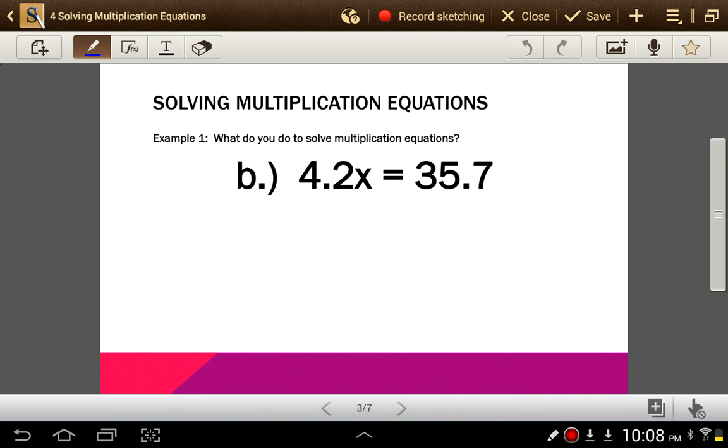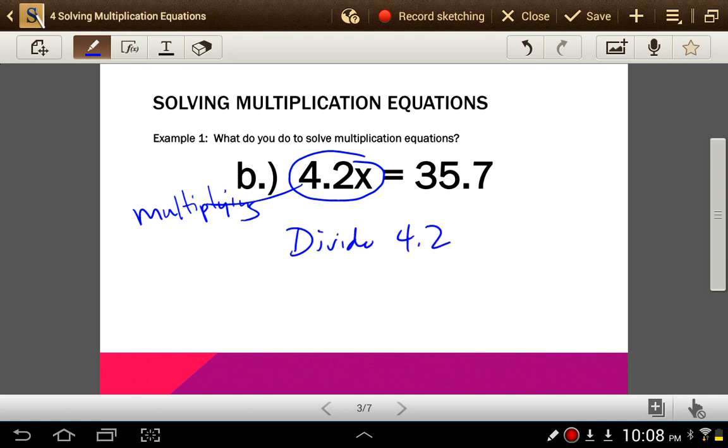In my next example, I am multiplying. Again, this stands for multiplication. Okay, I am multiplying 4.2 times x. Okay, so there's my variable. I want to get it by itself. So the inverse of multiplying is to divide. So to solve this problem, I'm going to divide 4.2 to both sides. And that is how I solve my problems.